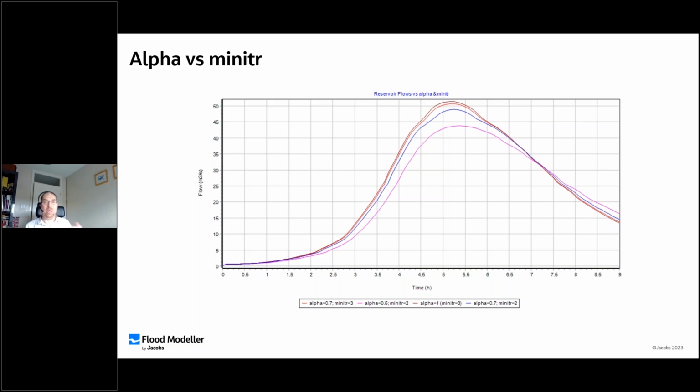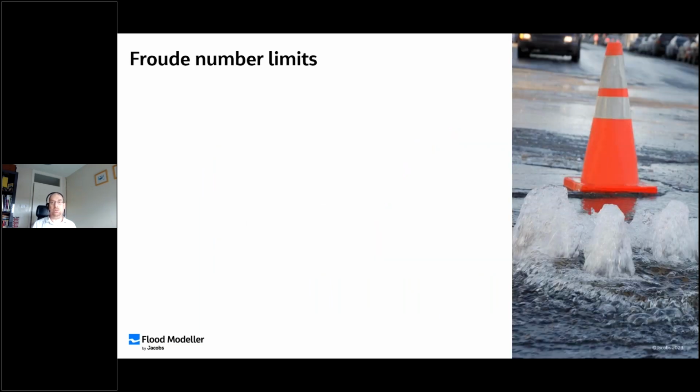The takeaway from this is that if you do reduce alpha to 0.5 for stability purposes, then please do increase the minimum number of iterations to 4, and do check your mass balance. It's okay to reduce alpha, but we also need to do something else to counter that.